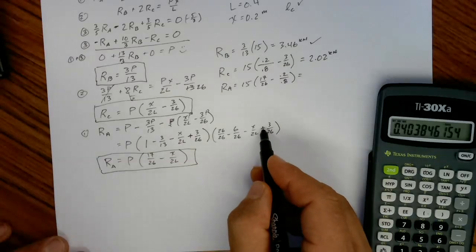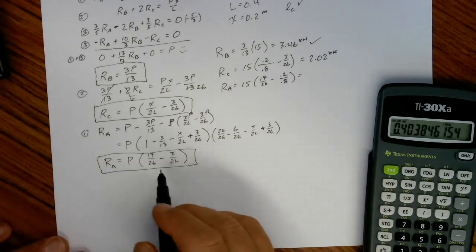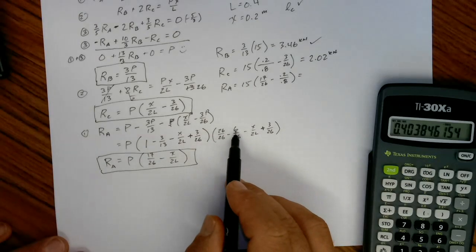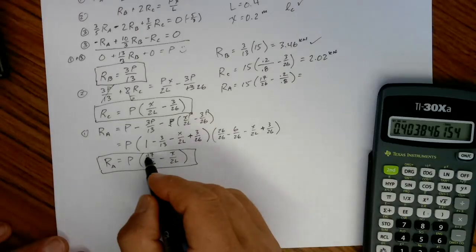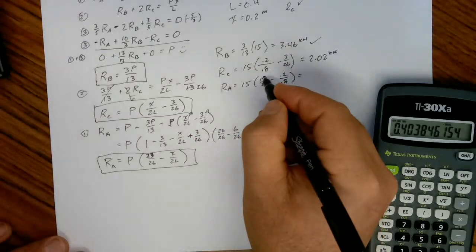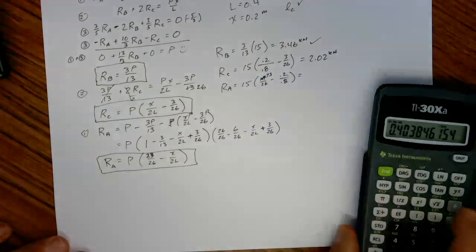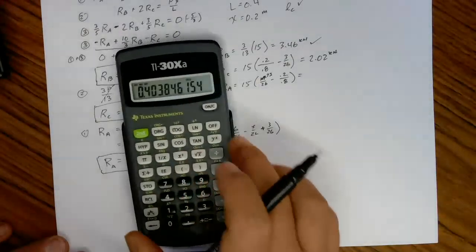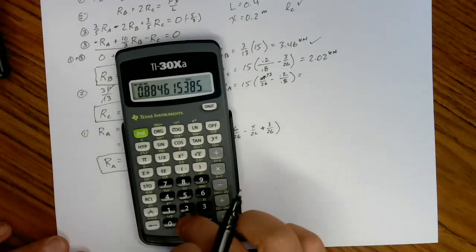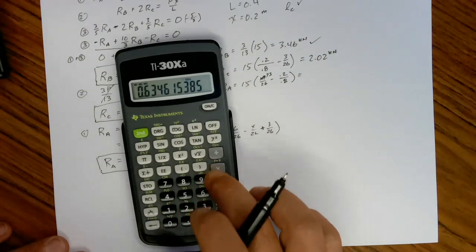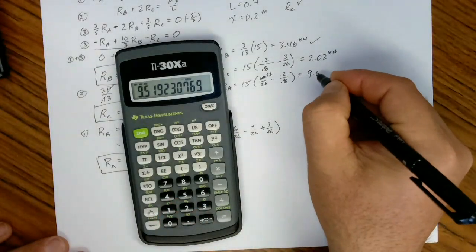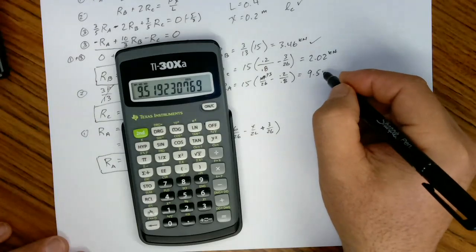Now it became plus 3/26, and so it was 26 minus 6 is 20 plus 3 was 23/26. So this should be 23/26. Try it again. 23 divided by 26 minus a quarter times 15 kilonewtons, 9.52. Those are the answers.